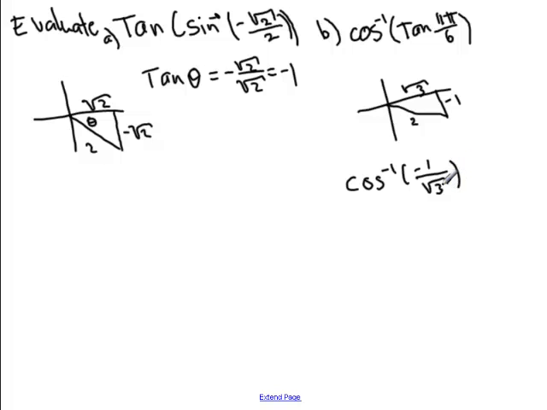So in order to evaluate that, again, the inverse cosine has a restricted range of 0 to pi. What we'll have to do is draw our triangle in either the first or second quadrant. Since it's negative, it's going to be in the second quadrant. And cosine is negative 1, and that's our x.